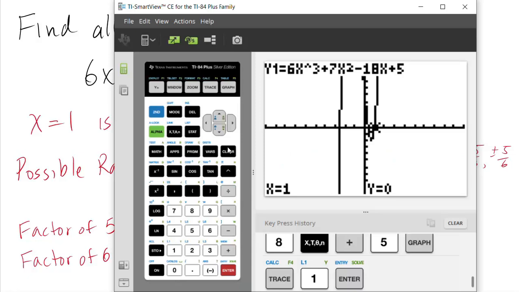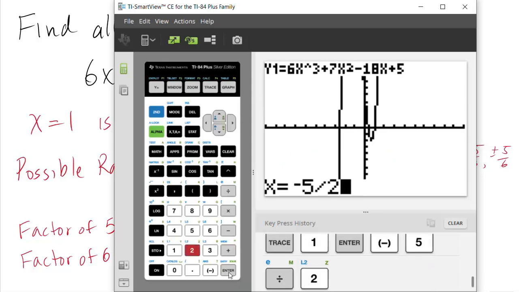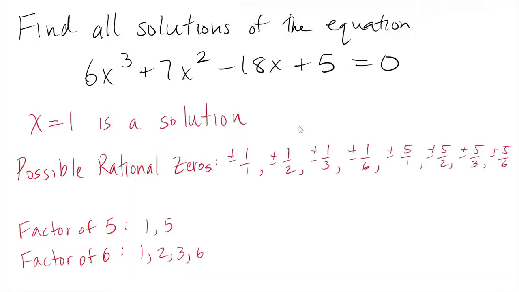Let's check. I've already hit trace, so I can just type -5 divided by 2, cross my fingers and hope. Oh, good. That's right. -5/2 is a solution. I'm not sure why I was so formal here. Let me erase this.